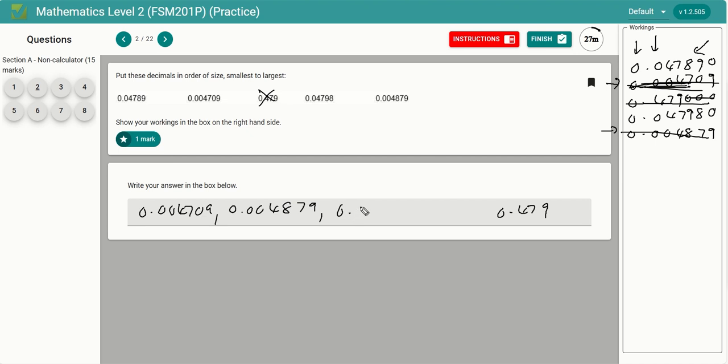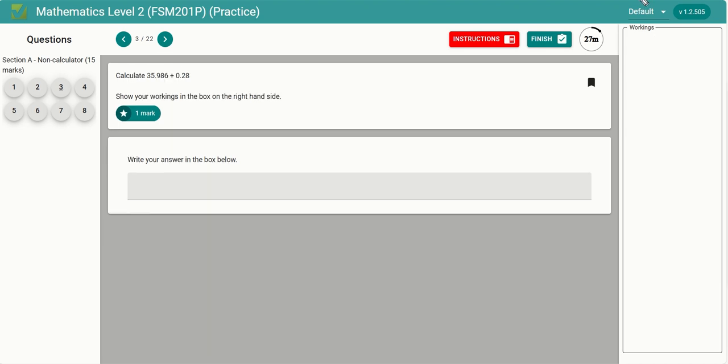So that's 0.04789. We don't need the 0, I just put that on for the sake of convenience. And then the next smallest is 0.04798, and we already knew that 0.479 was the largest, and we're done.